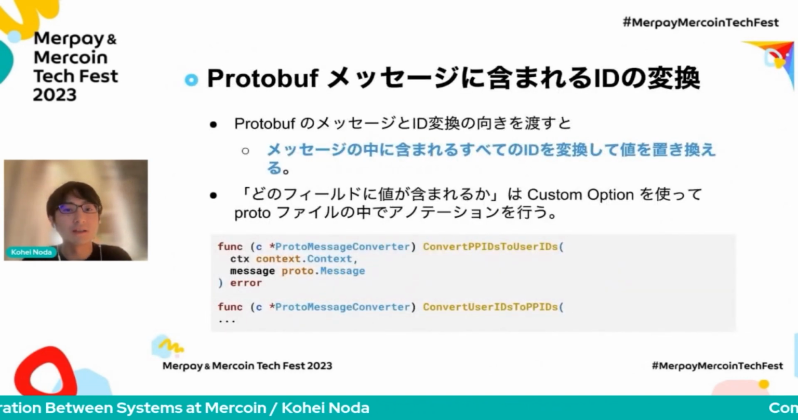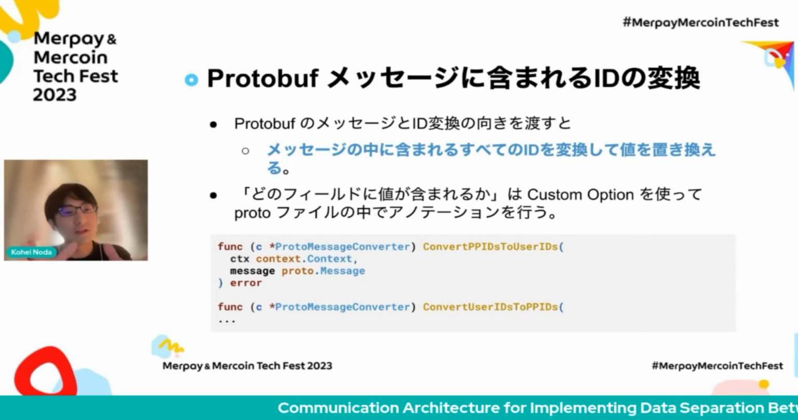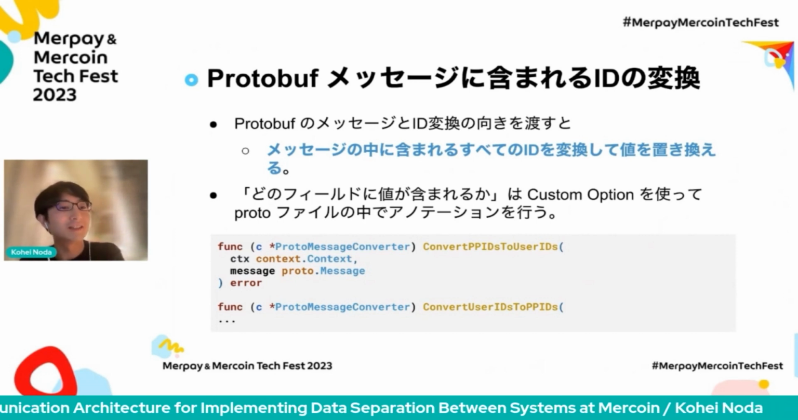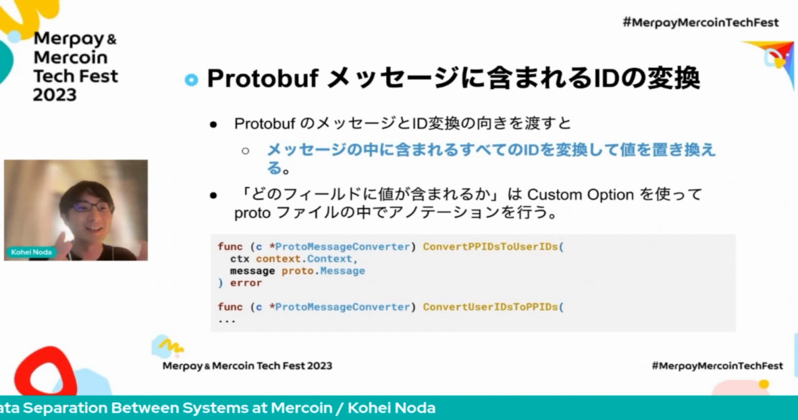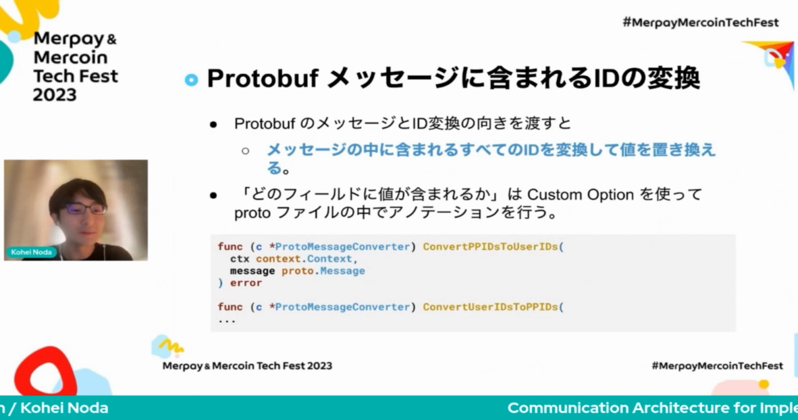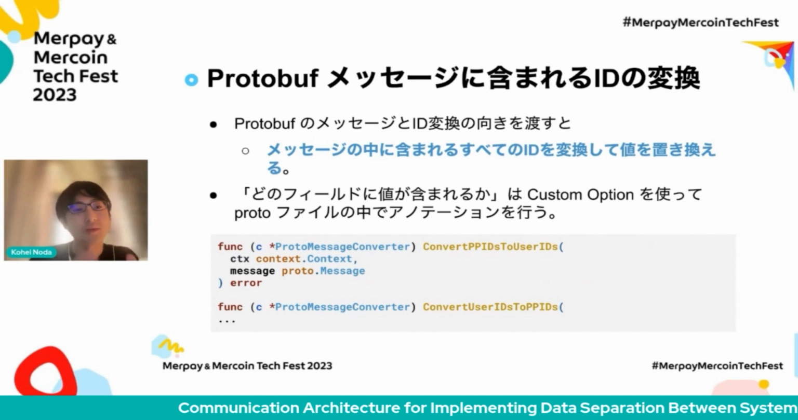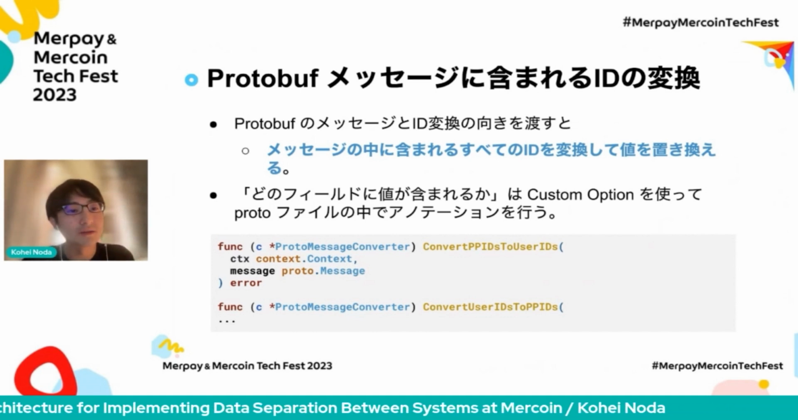This is the conversion of the IDs contained in the protobuf message. As an example of Go implementation, the image is to call the ID conversion according to the message in the protobuf and the direction of the ID conversion, for example, whether it is from sector ID to PPID or user ID, or PPID to user ID. So converting all the IDs contained in the message and replacing the value is performed by this method.